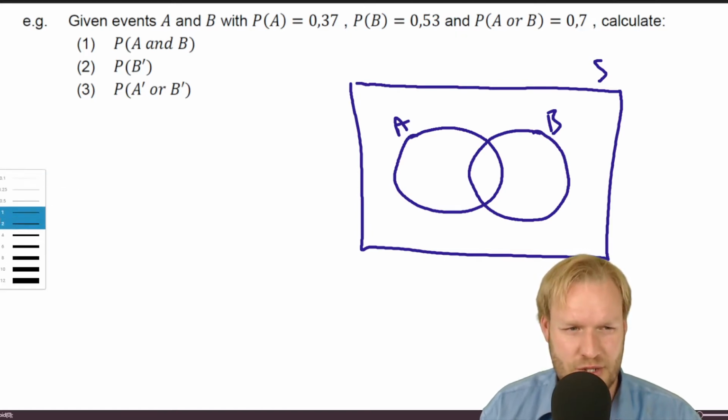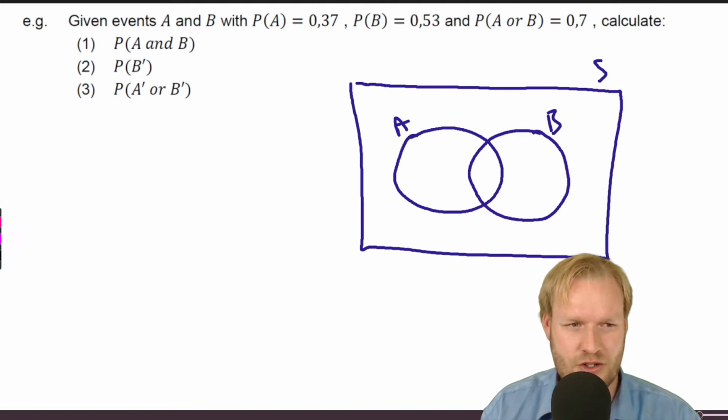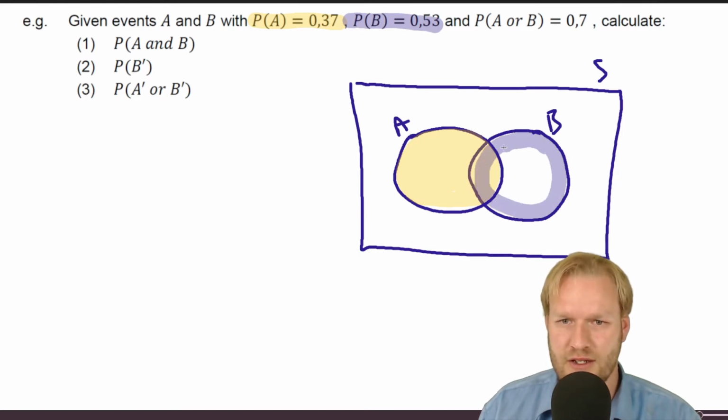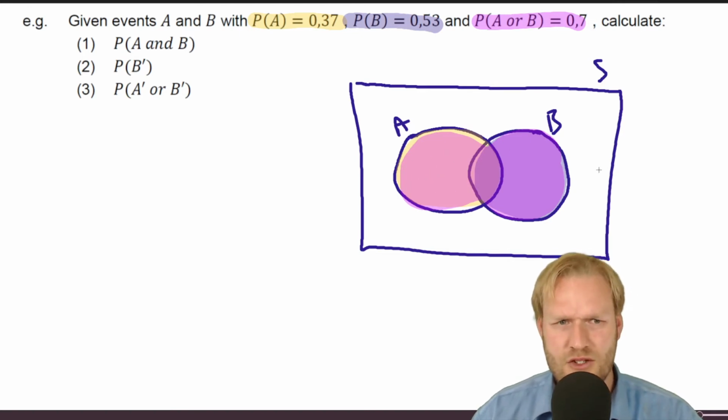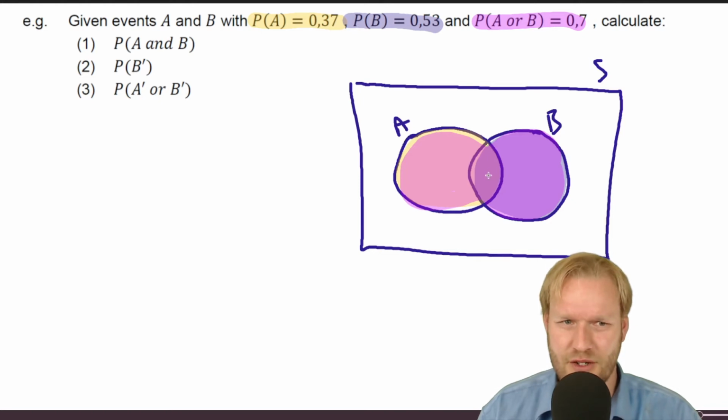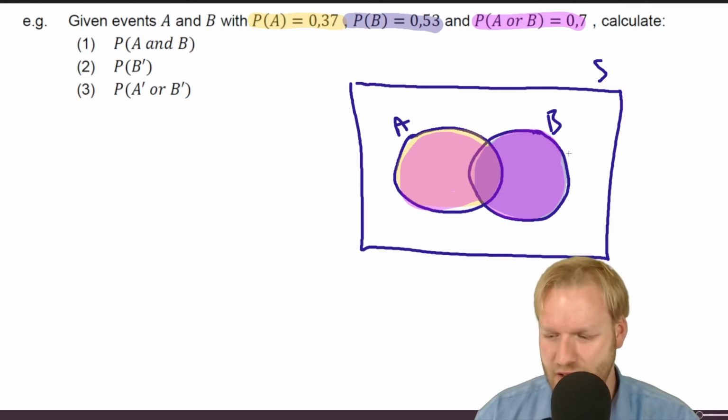Let's pause and go through this a little bit slowly, interpreting each of these. Probability of A is 0,37, so that whole thing there is 0,37. Probability of B, let's do that in blue, is 0,53, so that whole bit there is 0,53. And if you looked at all of this bit over here, A or B, we would have 0,7. So we need to decode that, basically work out what's the bit in the middle, maybe what's the bit outside, basically fill in our diagram.